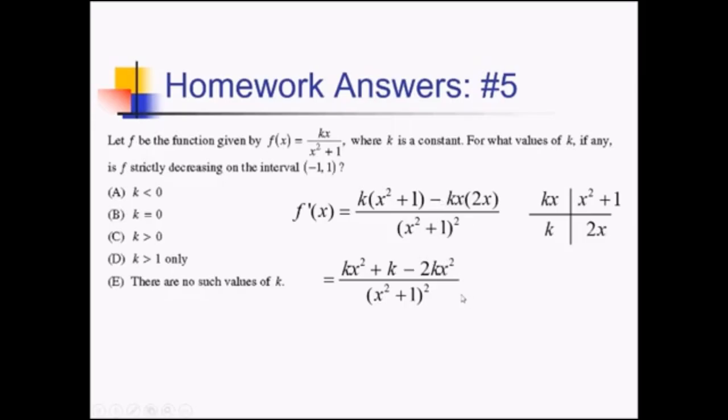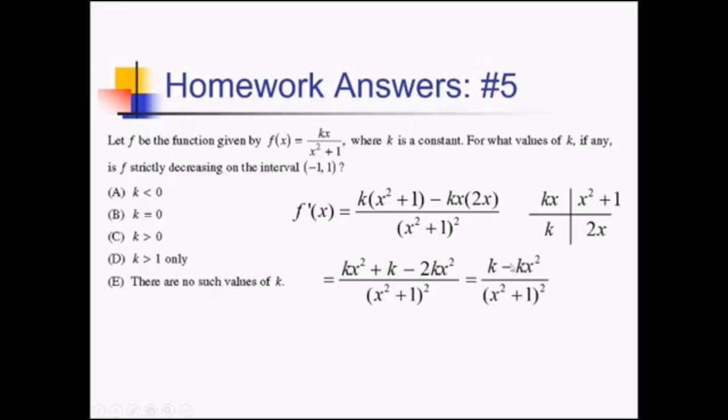I can clean it up a little bit more. Specifically, I notice I have a common term here, kx squared and negative 2kx squared. That's going to be minus 1kx squared if I combine those. So I can write k minus kx squared then for the numerator.